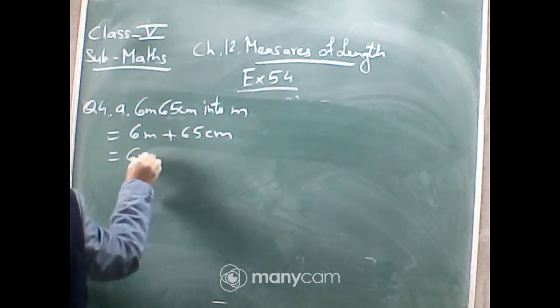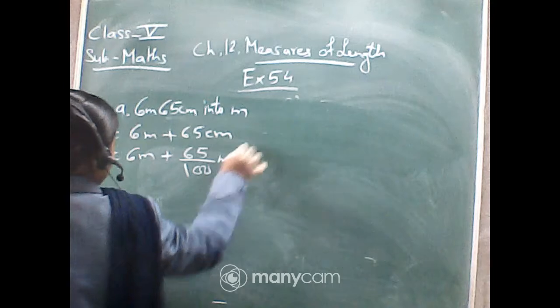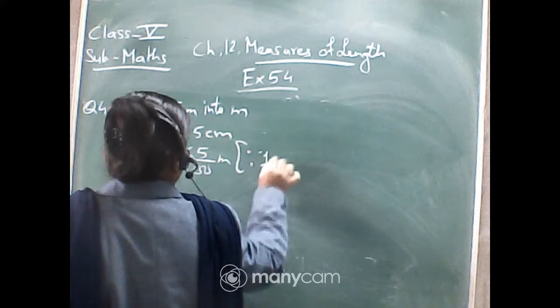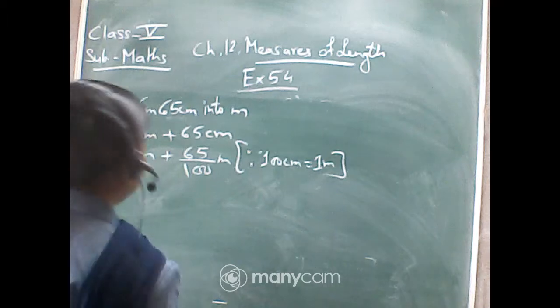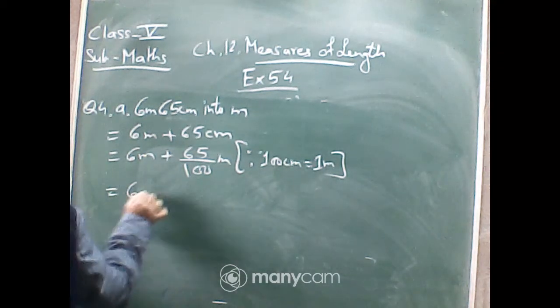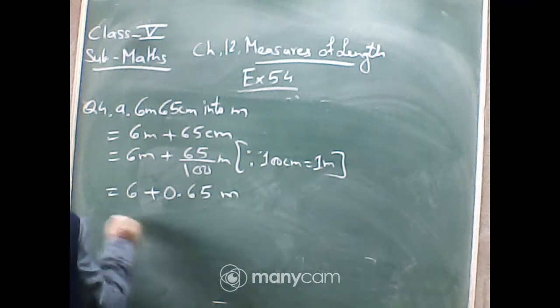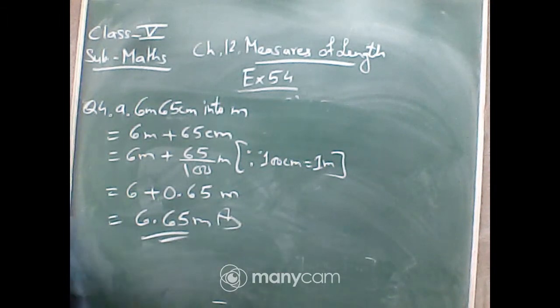Now change it. This is 6 meter plus 65 by 100 meter, because we know that 100 centimeter is equal to 1 meter, therefore 65 centimeter is equal to 65 divided by 100. So this is 6 plus 0.65 meter. That means after adding you are getting 6.65 meter as the answer. Here 2 units are given and only 1 unit you are changing, and after that you are adding it with the other one.